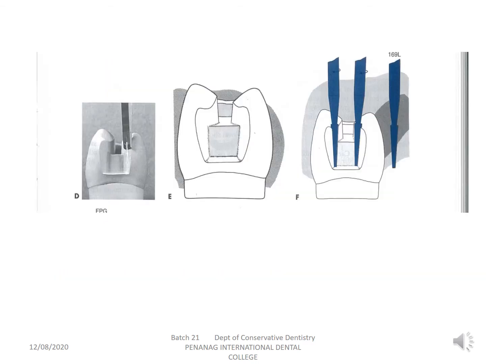Instead of a V-shaped groove, you can also give grooves at the junction of facio-axial and lingo-axial or palato-axial line angles. This is usually placed with a 169 L bur, which provides secondary retention to the restoration.